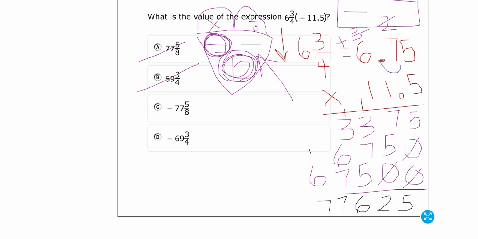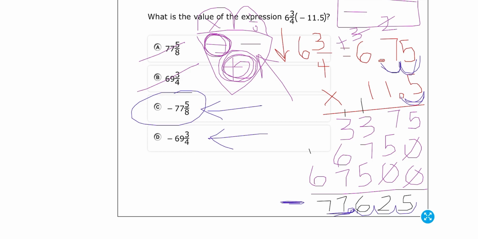So in this case, how many different place values? 3 different place values. Very good. So it's 77.625. Oh, and it's negative. Don't forget it's negative. Oh, so look at your answers. Who's the only one that's going to work? You got it. C is the correct answer.